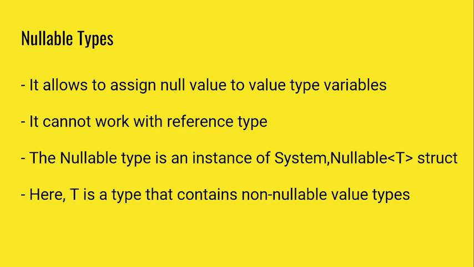The nullable type is an instance of System.Nullable. Again, it's a typing mistake: it should not be a comma, it should be a dot. System.Nullable<T>, and that T is a template type, so it could be of any type. So it is actually an instance of the System.Nullable struct. Now here T is a type that contains non-nullable value types, which are generally non-nullable. We are making it nullable with this particular type.